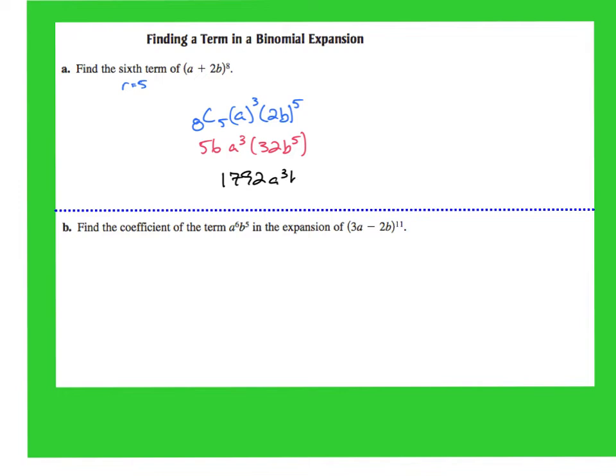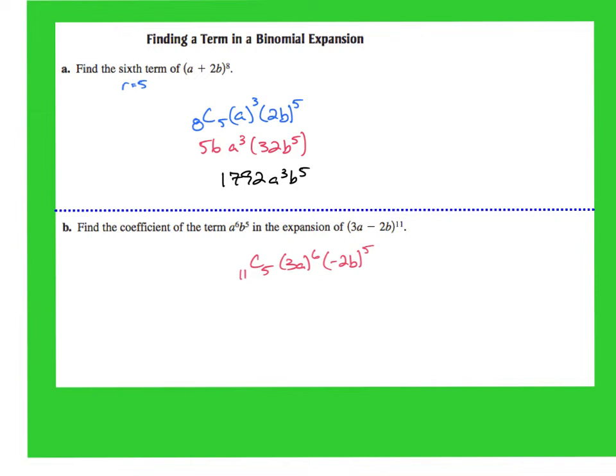790. A cubed b to the power of 5. All right, write out this next one. On this next one, what's my r? 5. It literally gives it to us. So what goes out front? 11 combination 5. And then I have 3a to the power of 6, and then I have negative 2b to the power of 5. And now we just need to start evaluating.